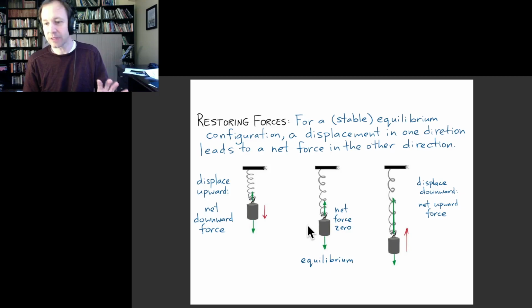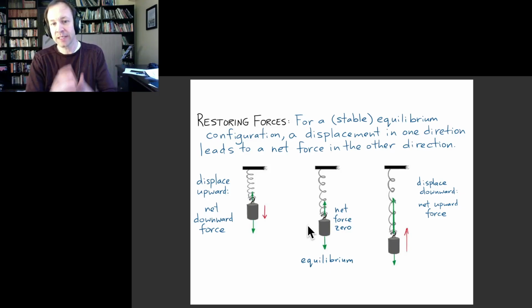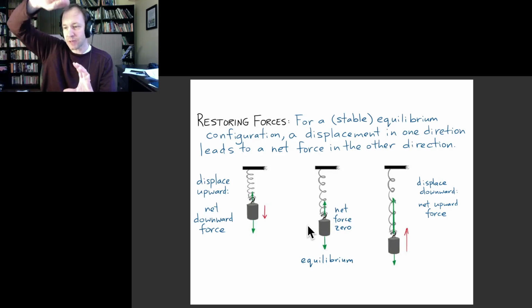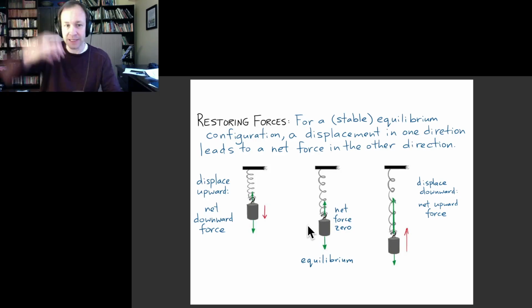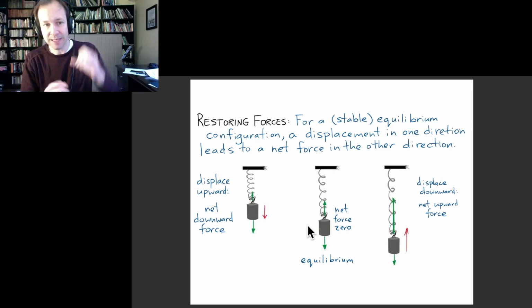A nice example is the one that we just saw, and that's a mass on a spring. And there again, you have the gravitational force pulling down on the mass. And if the mass is in equilibrium, then the force on the spring that you get from stretching it exactly balances that. And so the net force is zero.